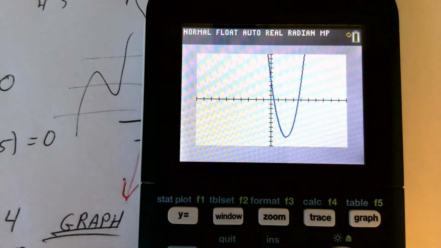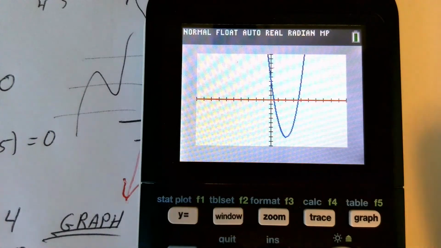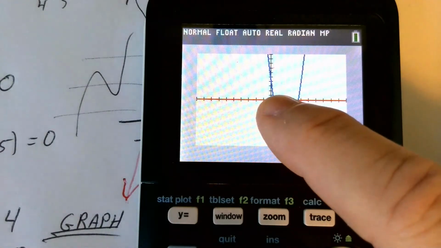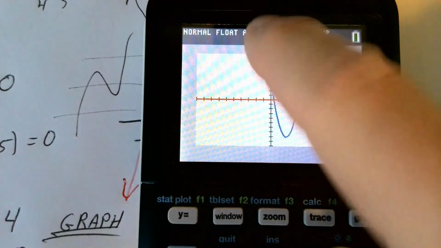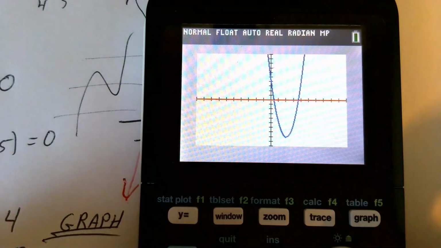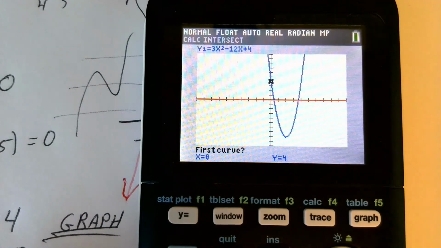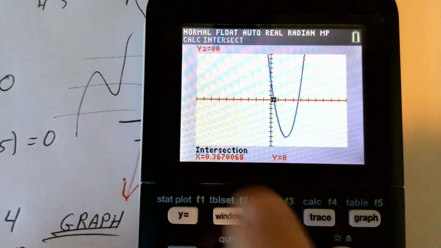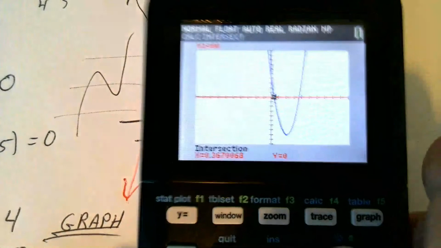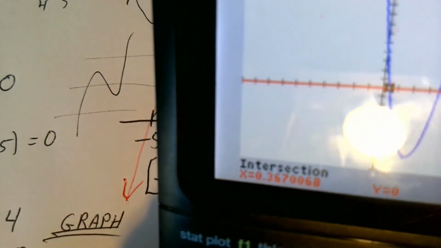And let's see. Looks like it actually is greater than 0 from negative infinity to whatever that point is. So let's see if we can find it. Number 5, intersection. Enter, enter, enter. It's hard for me to read. I'm getting older. 0.367.